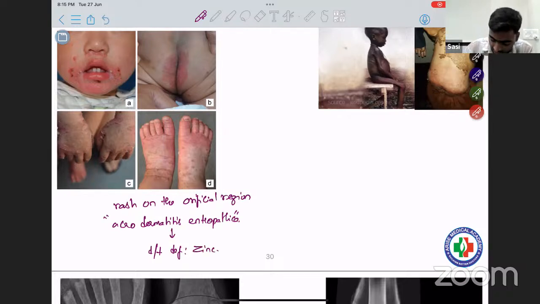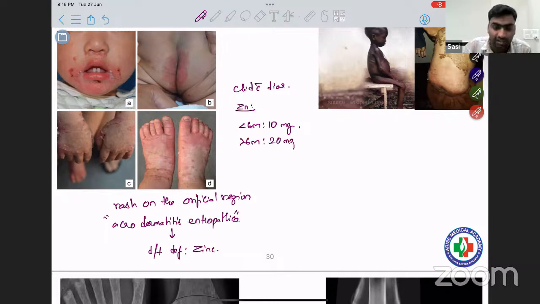Fine. And we know it's just a correlation with it. In a child with diarrhea, we give zinc supplementation. To give this zinc supplementation, if the child is less than 6 months old, how much will you give? You will give 10 milligram, whereas if it is more than 6 months, you will supplement with 20 milligram of zinc. Fine, just remember these 2 points.